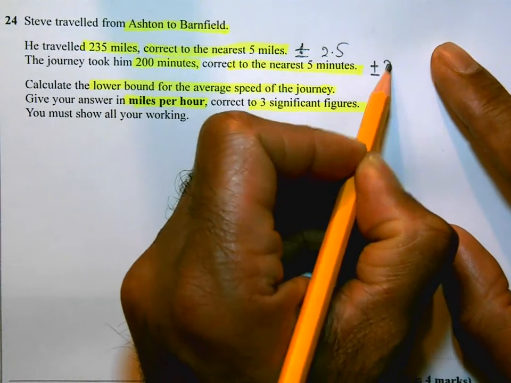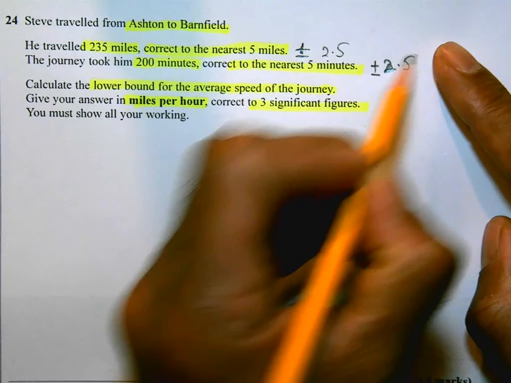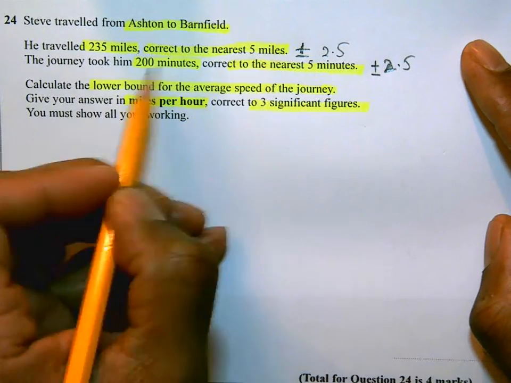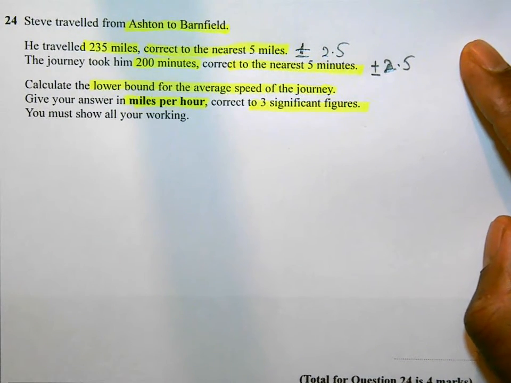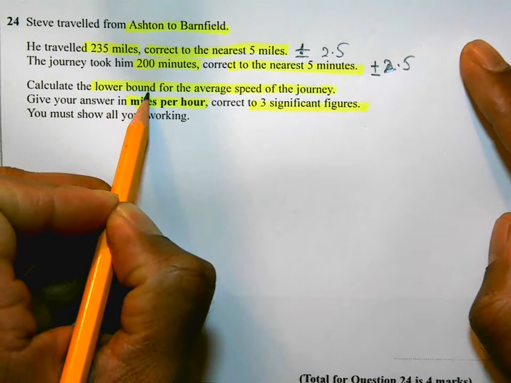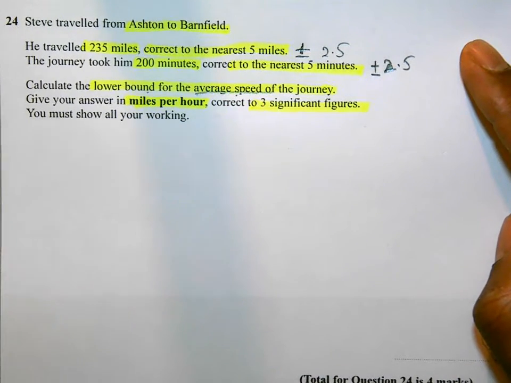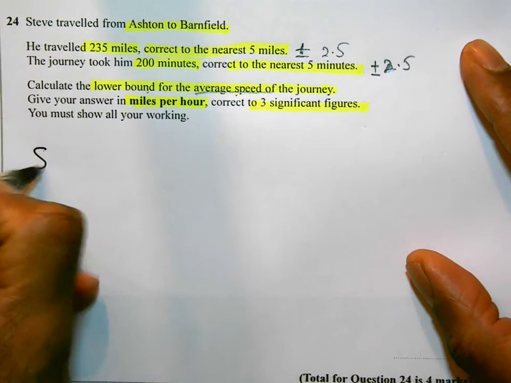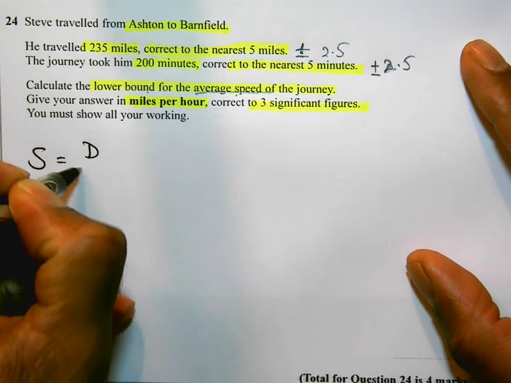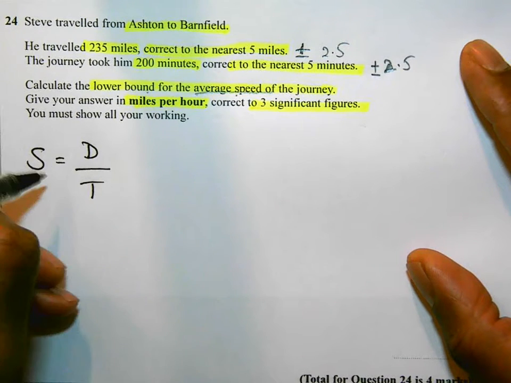I'm going to plus or minus 2.5, which is half of 5 minutes, 2.5 minutes. This here is 2.5 miles to get the upper and lower bound times that he traveled. Okay, the question asked me to calculate the lower bound for the average speed. So they want me to calculate his speed. Now, I know that speed is equal to distance over time.